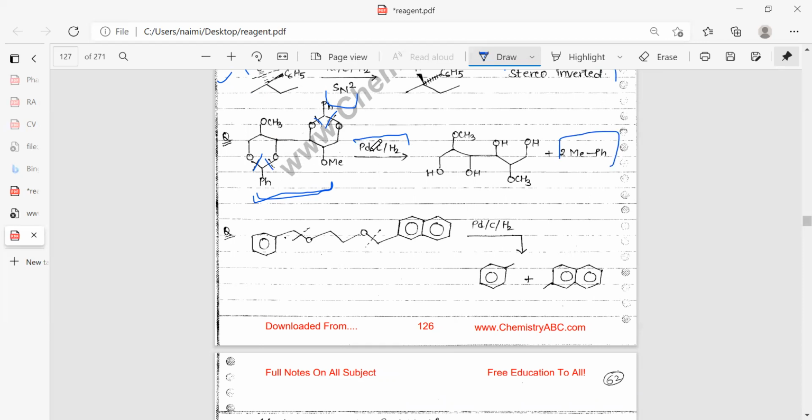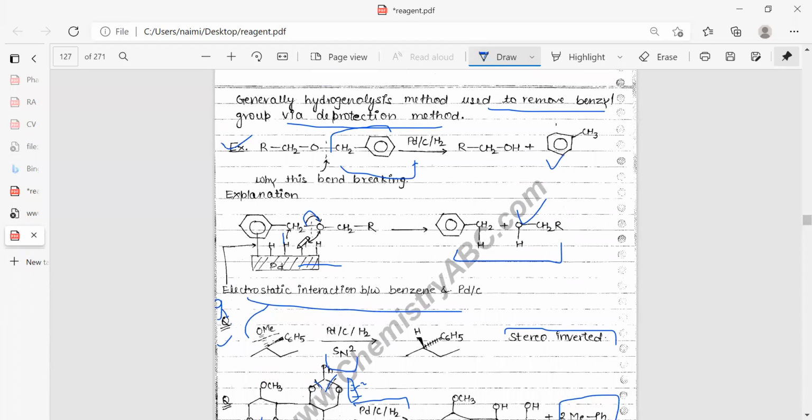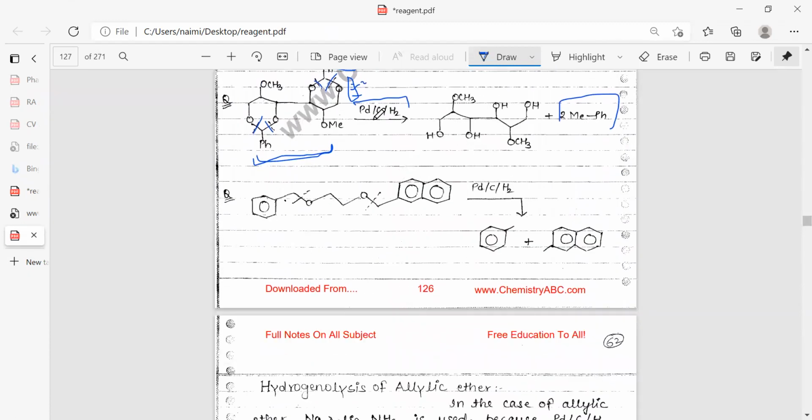So how does the mechanism take place? I have earlier explained that this is the charcoal, this is the layer of charcoal in which hydrogen is present. So this hydrogen proceeds via this mechanism, forming the product, and toluene will be released.